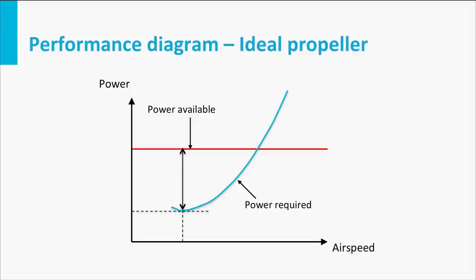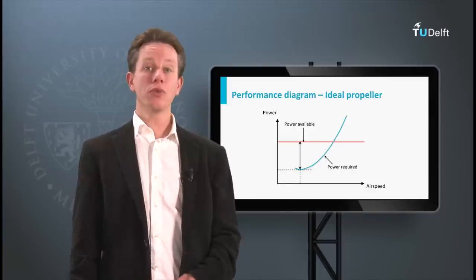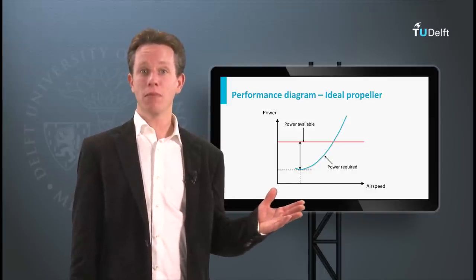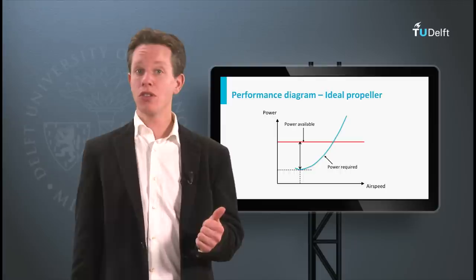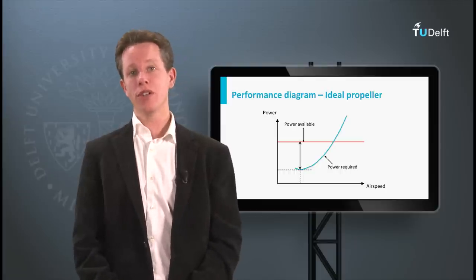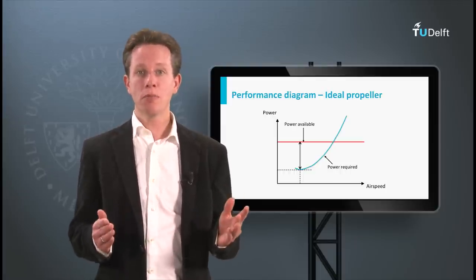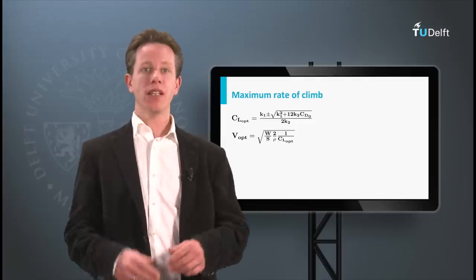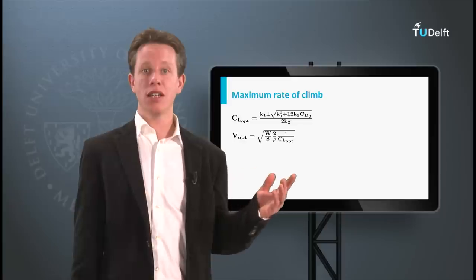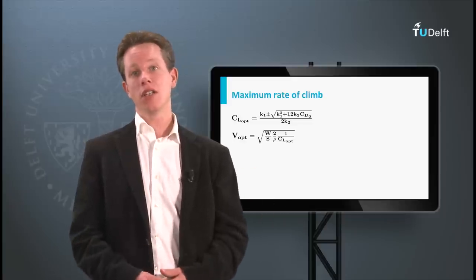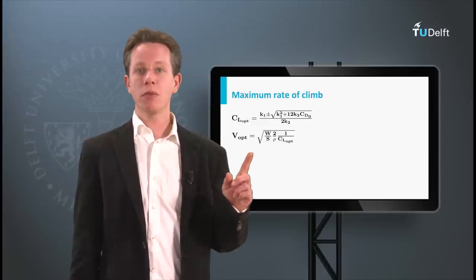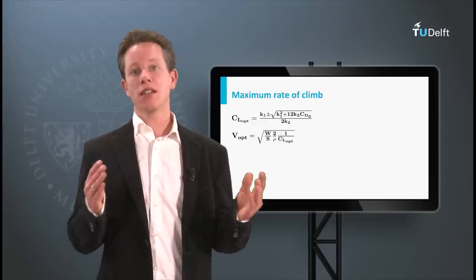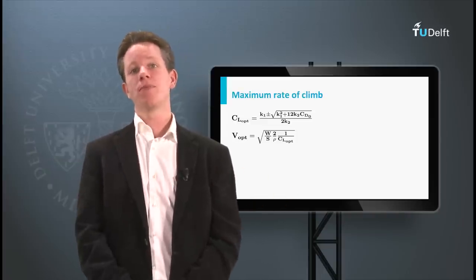So how do we calculate this airspeed and corresponding rate of climb? Now you should remember that the condition right here, minimum power required, is also the condition for maximum endurance, which I already treated in an earlier video. If we assume a parabolic lift drag polar, then the optimum CL is indicated on the slide, and this CL can be used to calculate the airspeed to fly at. If you cannot remember how this worked, please take a look again at the endurance video.